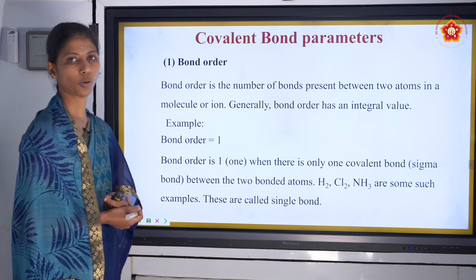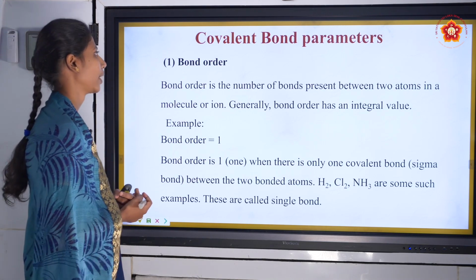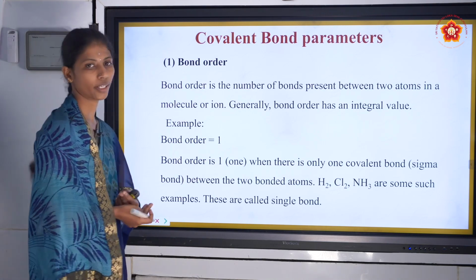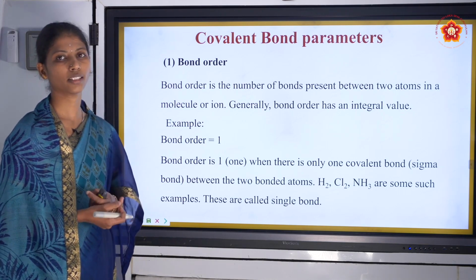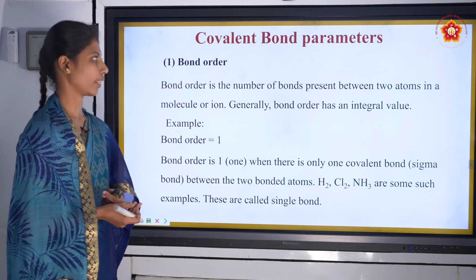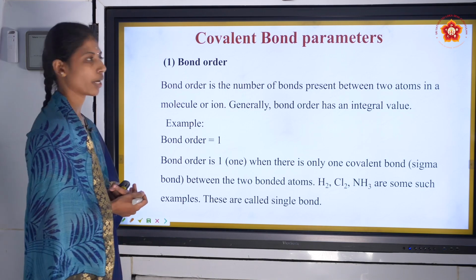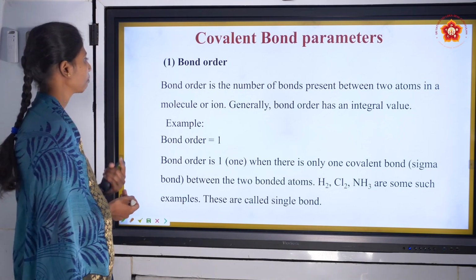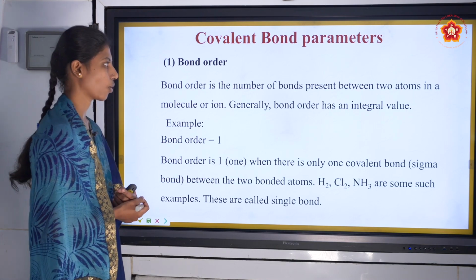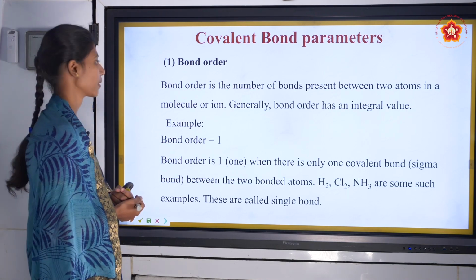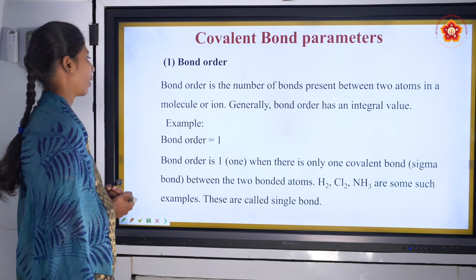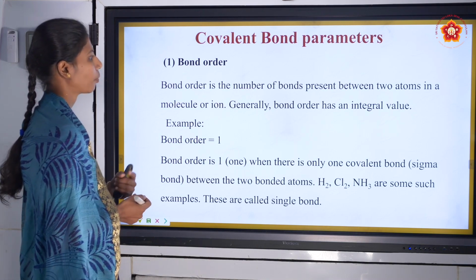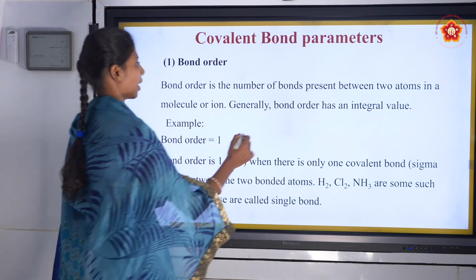Next, covalent bond parameters. There are 4 main types: bond order, bond length, bond angle and bond enthalpy. We'll discuss them one by one. Okay, first we'll discuss bond order. The bond order is the number of bonds present between 2 atoms in a molecule or ion. Generally, bond order has an integral value.